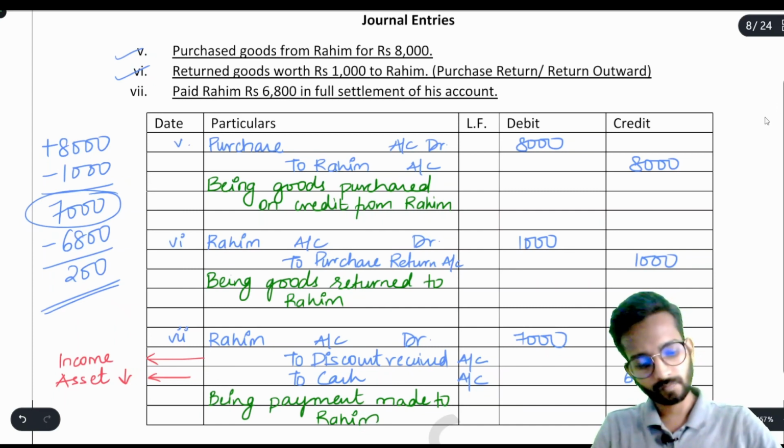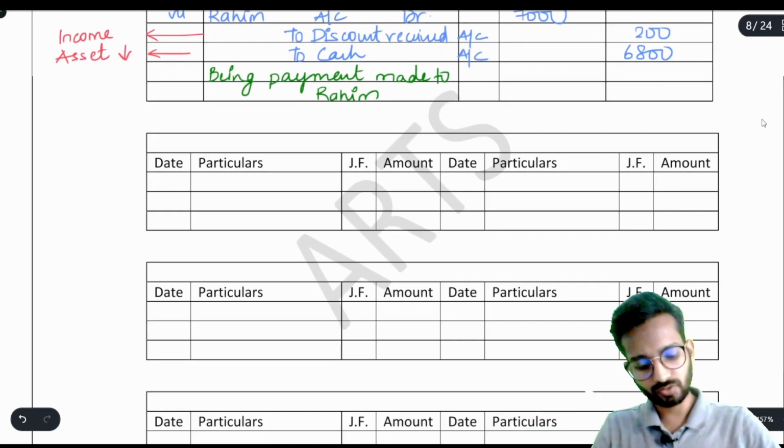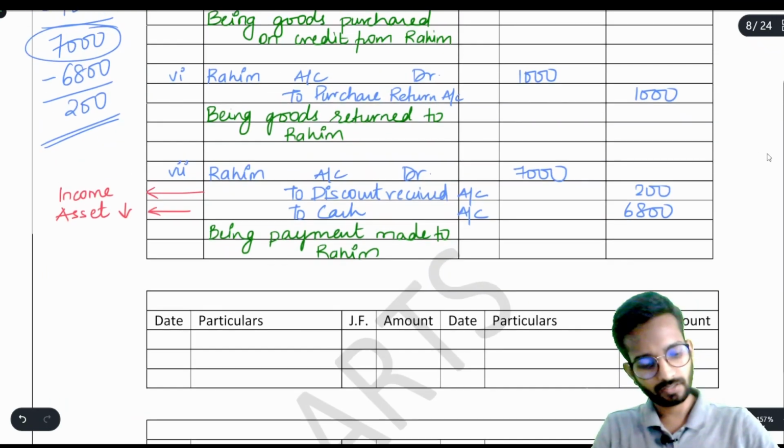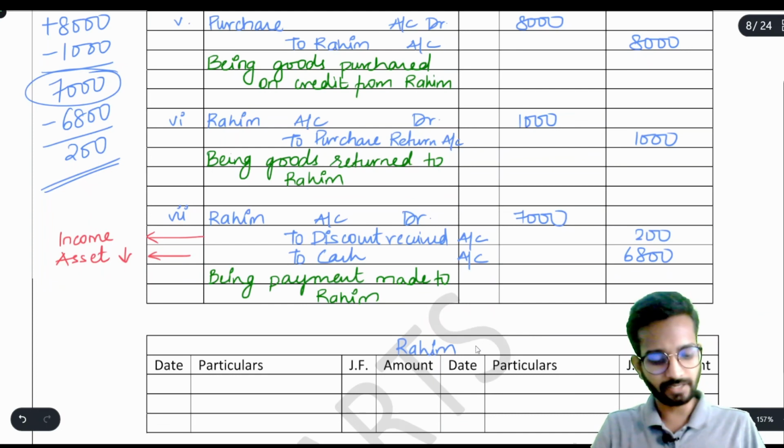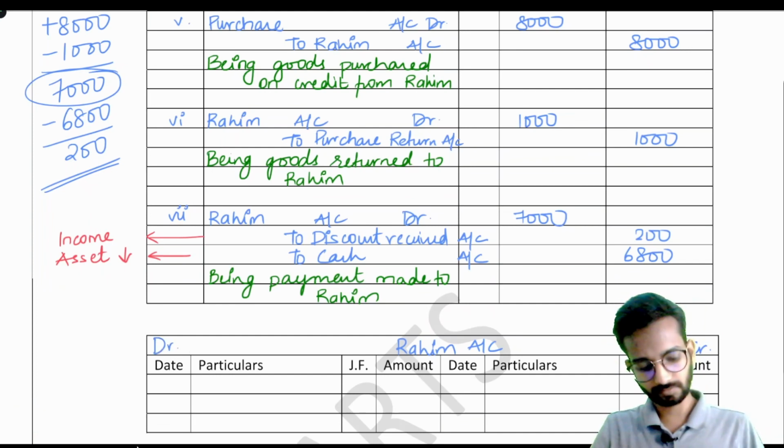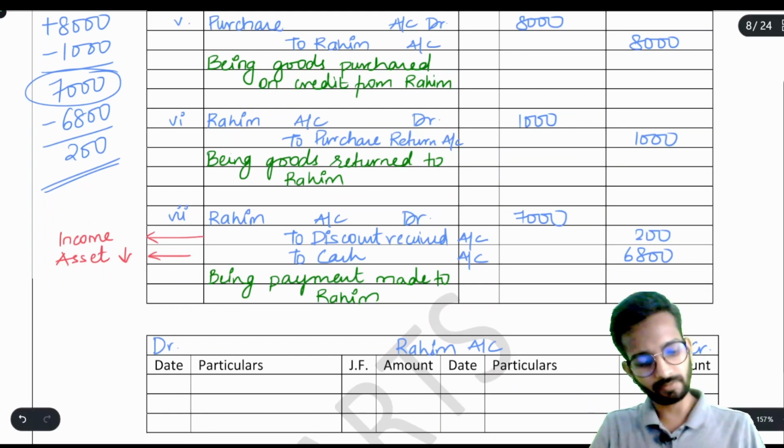Now we will prepare Rahim account, so it will give us a fair idea of the entire entries, how it flows. See, Rahim is our creditor because he gave us the credit. It means when we prepare Rahim account, we will write that Rahim is our liability because we have purchased from Rahim. So Rahim is liability.